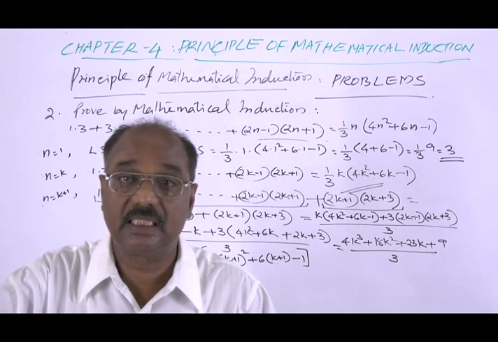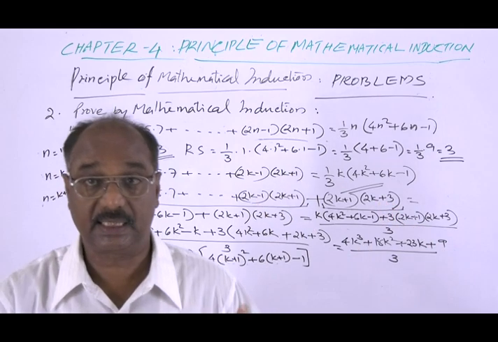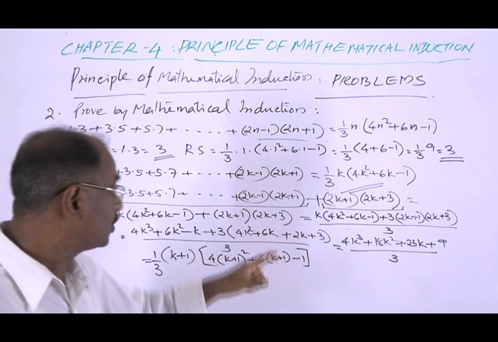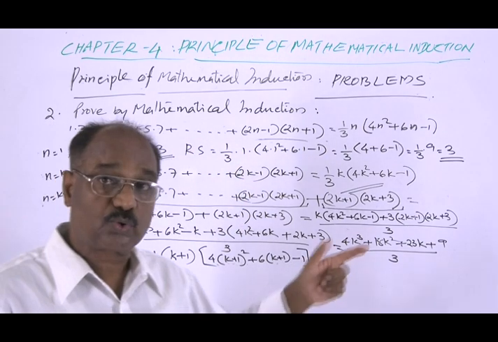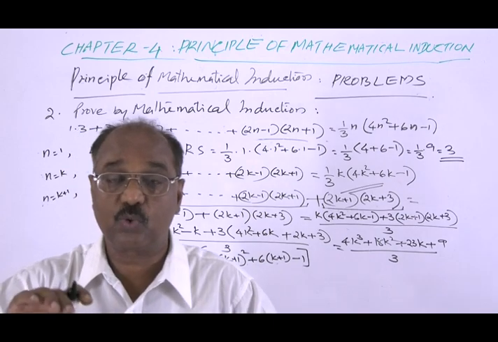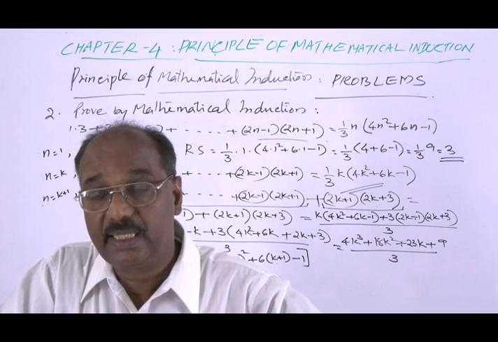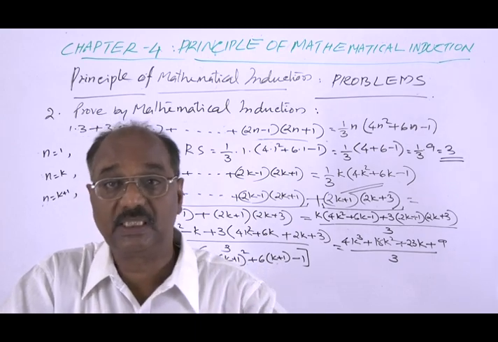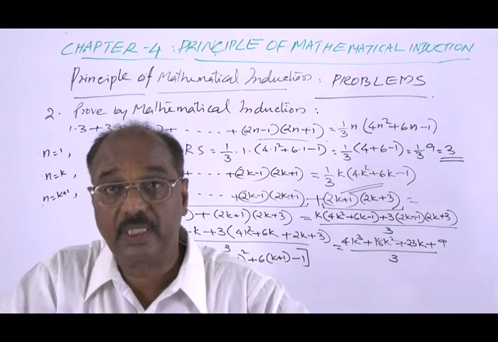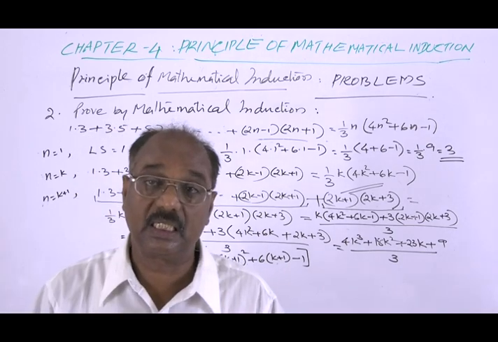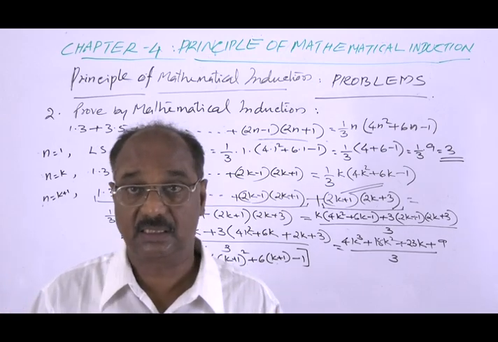So the result is true for all values of n by mathematical induction. We have proved it is true for n equal to 1. And since it is true for n equal to k plus 1 if it is true for n equal to k, the result is true for n equal to 1 plus 1 equal to 2, since it is true for n equal to 1. Also it is true for n equal to 2 plus 1 equal to 3, and so on. That is, the result is true for all values of n, and hence the result. Okay?